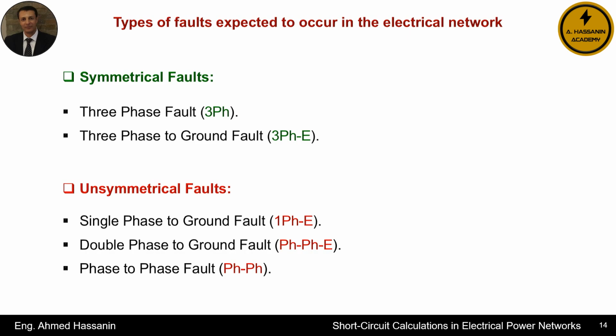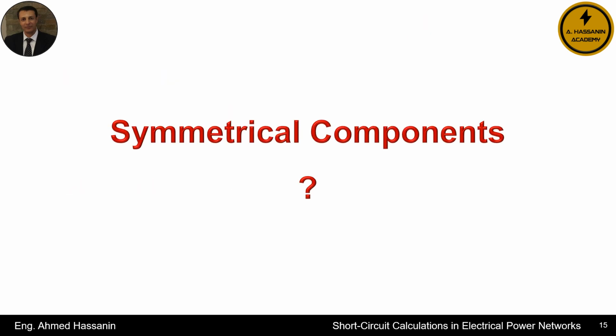For example, if a fault occurs between a single phase and the ground, say phase R, will the other two phases, S and T, be affected by this fault or not? And what are the current values for both the faulty phase and the healthy phases? This highlights the importance of the symmetrical components method, as it is the only approach that allows us to analyze the behavior and distribution of fault currents across the three phases in the case of unsymmetrical faults. So, what is the symmetrical components method?